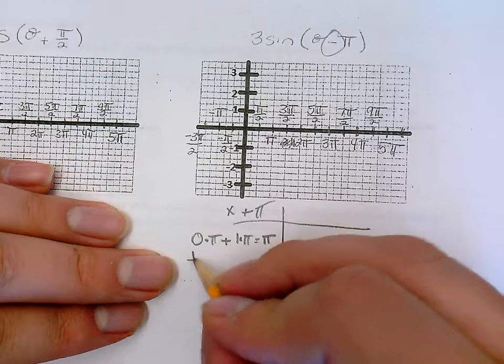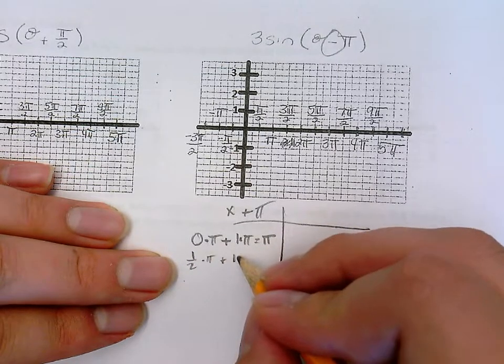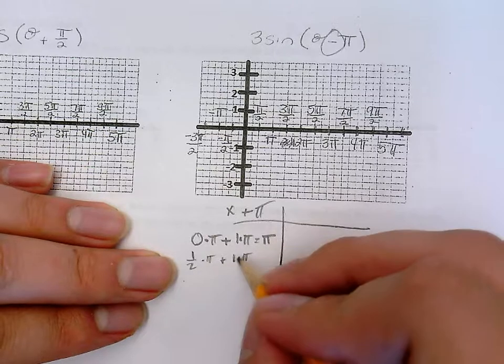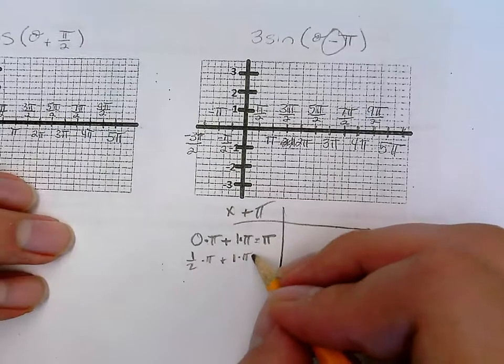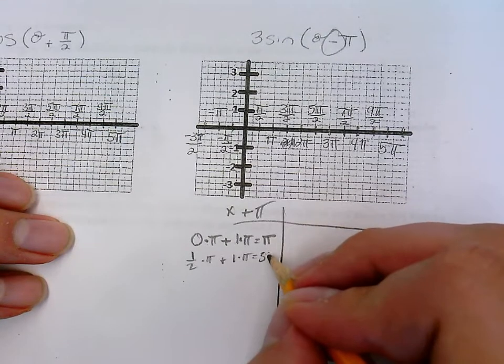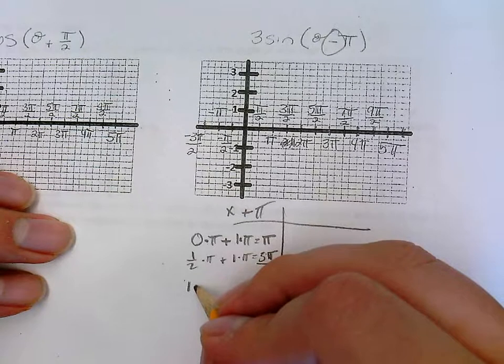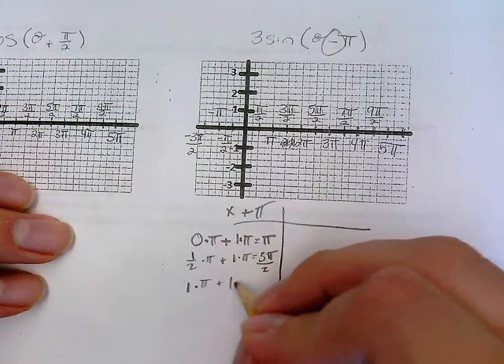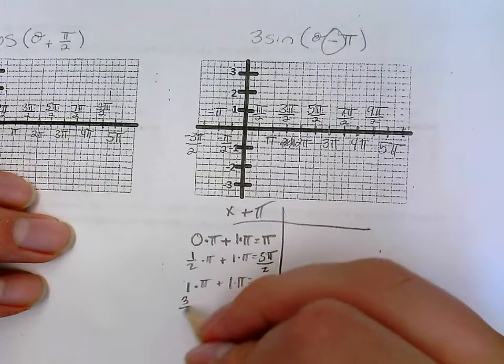The next thing is 1/2 times pi plus 1 times pi. So 1/2 plus 1, if you put in your calculator, you'll get 1.5. You turn that into a fraction, you'll get 3 over 2, or 3 pi over 2. Okay? And then you do 1 times pi plus 1 times pi, and that's going to give you 2 pi. And you keep going down the line.